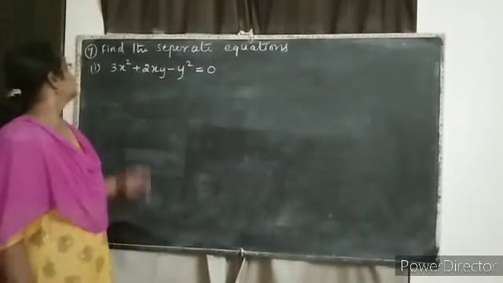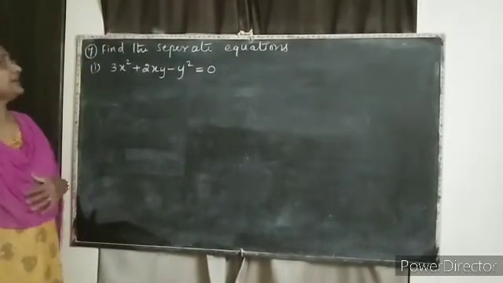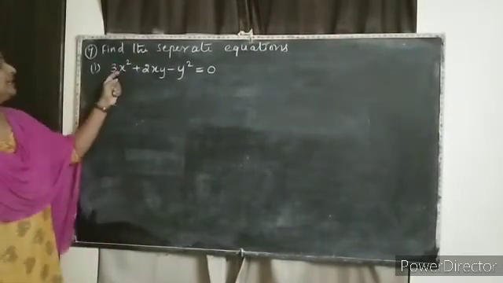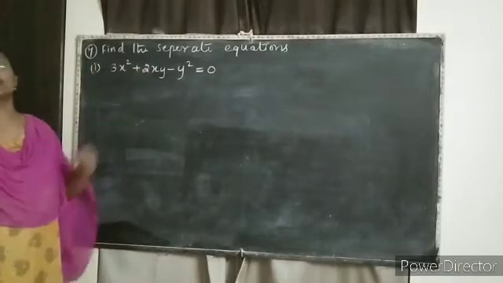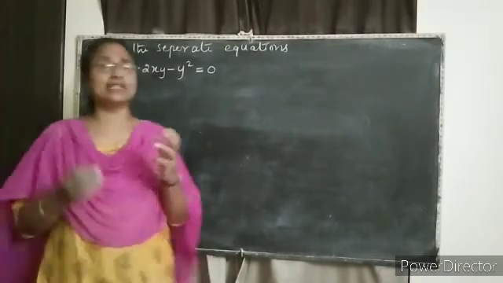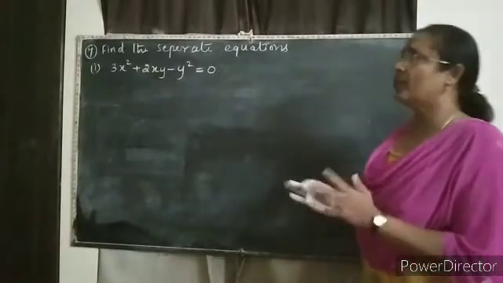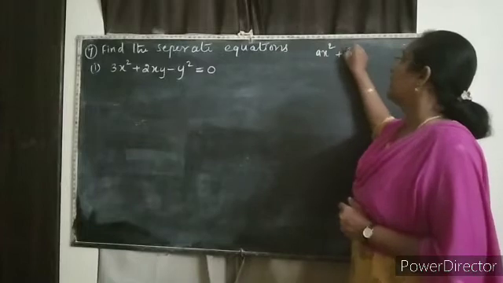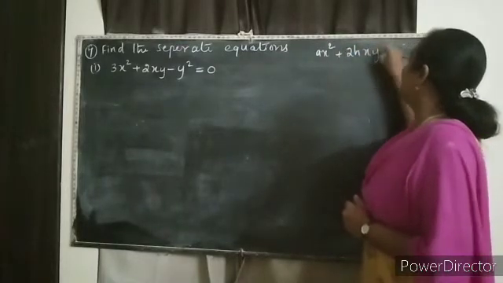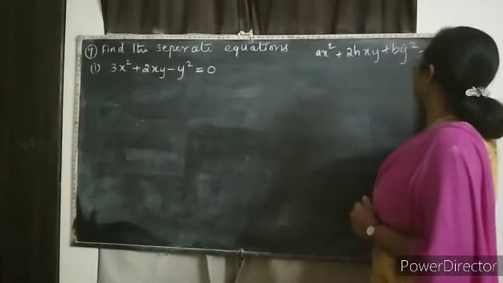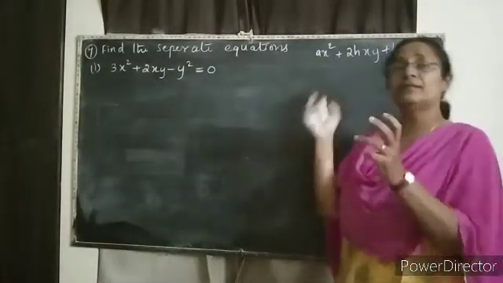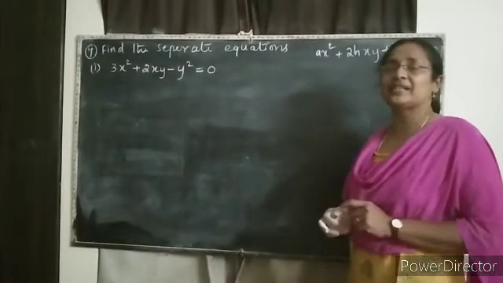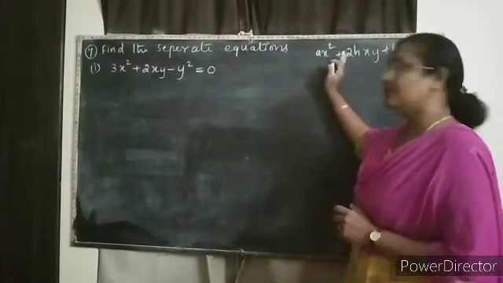Okay students, now 7th sum, we are going to find the separate equations from the following pair of equations: 3x squared plus 2xy minus y squared equal to 0. Do you remember we have discussed earlier the general form of the pair of equation of straight lines is given by ax squared plus 2hxy plus by squared equal to 0. Now this is the equation of the pair of straight lines. Yes or no? Here itself we have two forms of equation in the pair of straight line. One of the form is this one.